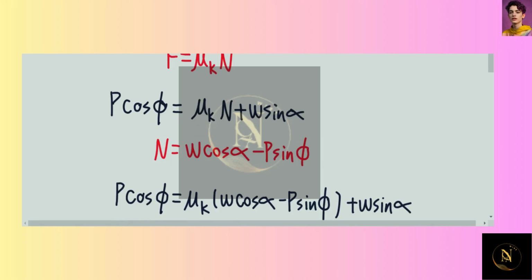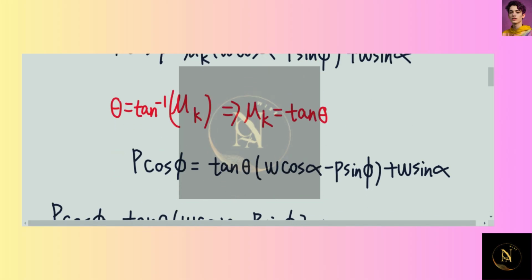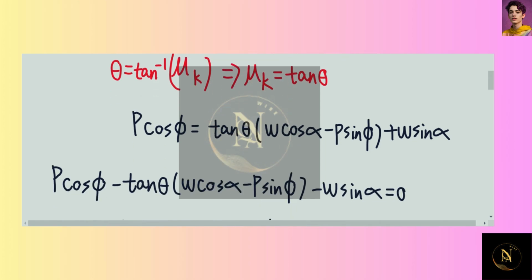Therefore, we have P cosine phi is equal to mu k times (W cosine alpha minus P sine phi) plus W sine alpha. In the question, you were given that angle theta is equal to inverse tangent mu k. Therefore, the coefficient of kinetic friction is equal to tangent theta. So now we can substitute tangent theta for mu k. So we have P cosine phi is equal to tangent theta times (W cosine alpha minus P sine phi) plus W sine alpha. Therefore, P cosine phi minus tangent theta times (W cosine alpha minus P sine phi) minus W sine alpha is equal to 0.